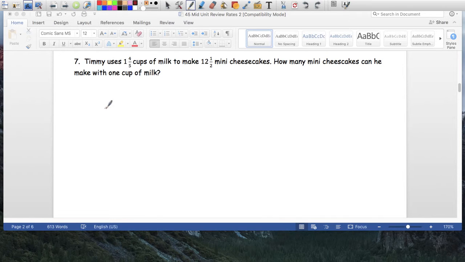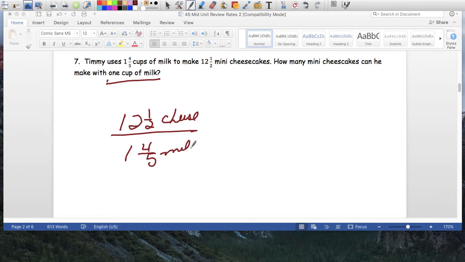Sé que el unit rate está en referencia a un vaso de leche. So, 12.5 cheesecake. Uso 1 y 4/5 milk. Voy a cambiar. So 12.5 becomes 25/2 cheesecake. Right? 2 por 2 es 4, más 1 es 5. 5 por 1 es 5, por 4 es 9. 9/5 milk.